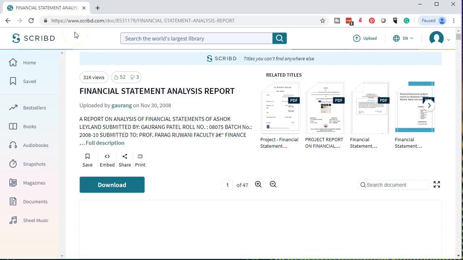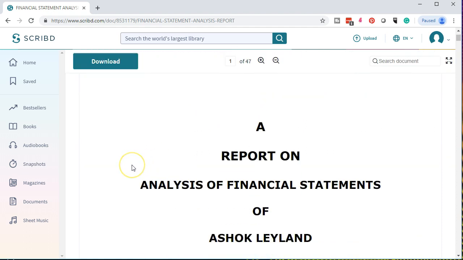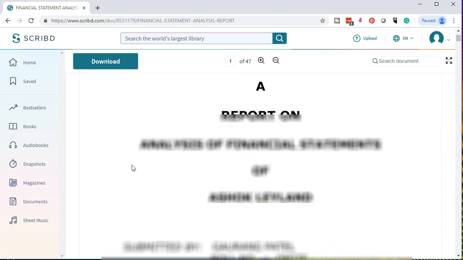Here we are on the website. This is the URL. If you would like to go here, there's going to be other resources here. Some of them are paid resources. We're not associated with the site here. We're just going to use the sample report as an example. So we have our report information, a report on analysis of financial statements of Ashok Leyland.